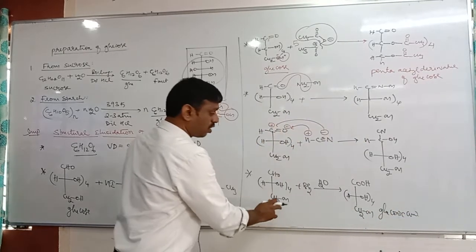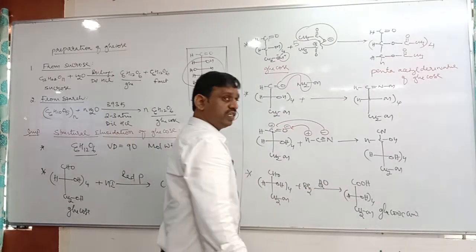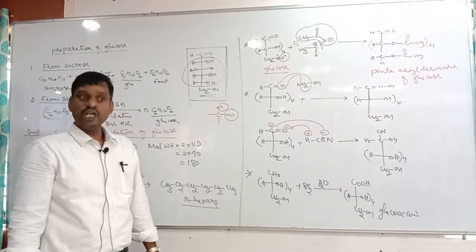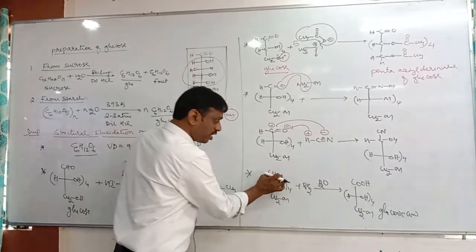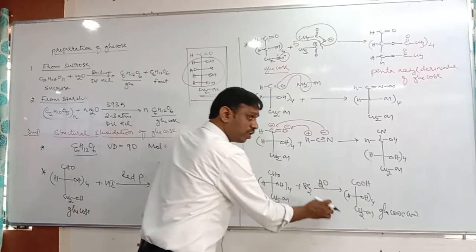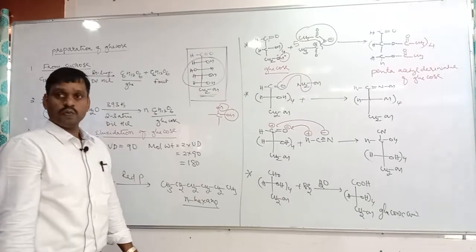Glucose undergoes oxidation in the presence of bromine water and forms gluconic acid. This reaction confirms that glucose contains an aldehyde group. Suppose glucose contained a keto group, could it undergo oxidation? No, because bromine water can oxidize only what? Aldehyde group, but not keto group.